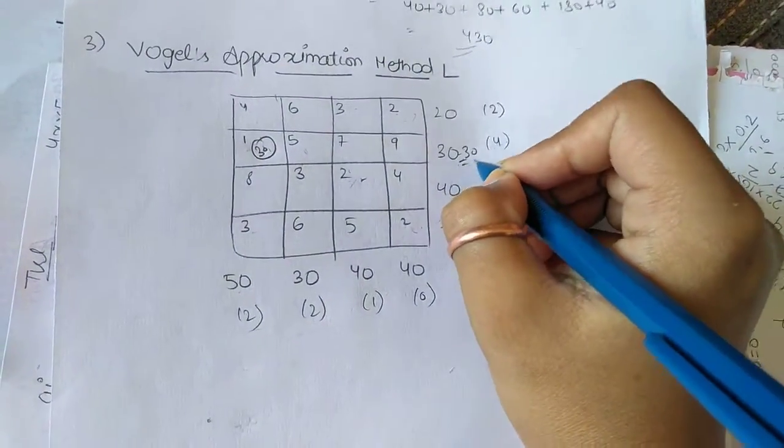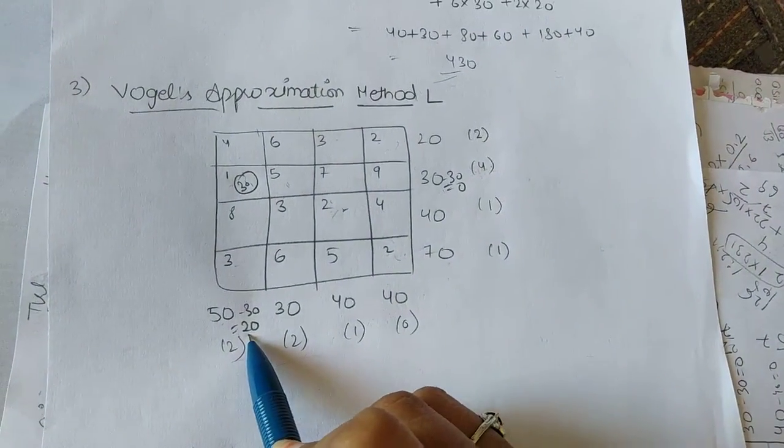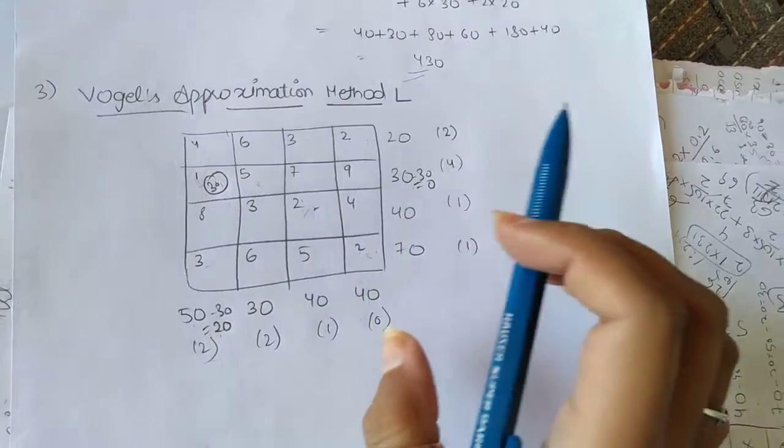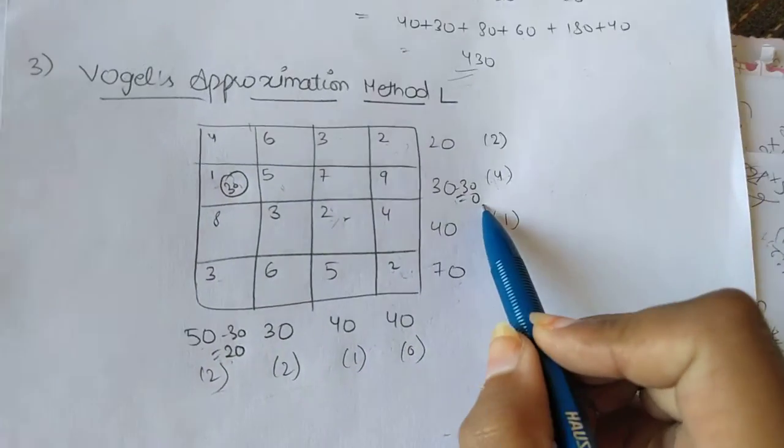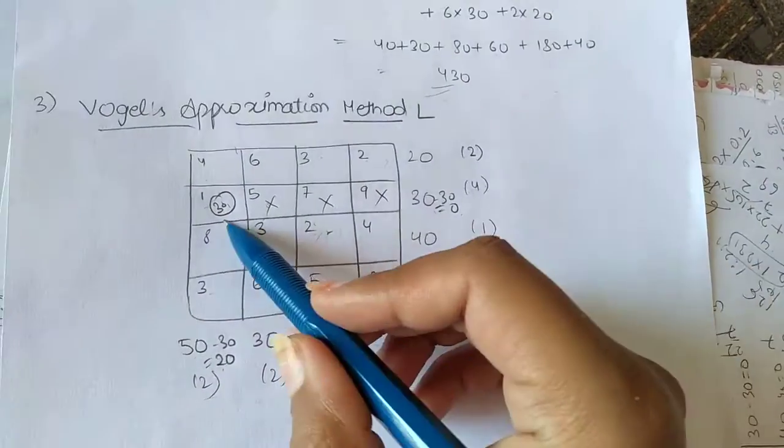So 30 minus 30 is 0. 50 minus 30 is 20. Its value has changed to 20, and the column or row which is becoming 0, we cancel it. So here the row is becoming 0, so we cancel the whole row. Now do the same process excluding this.